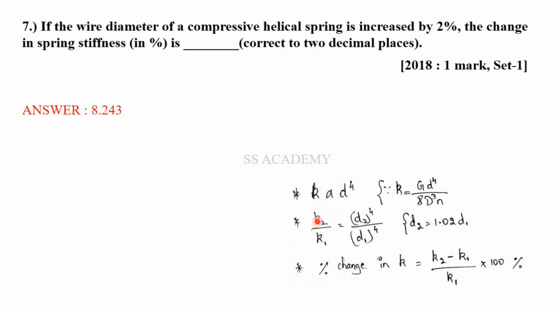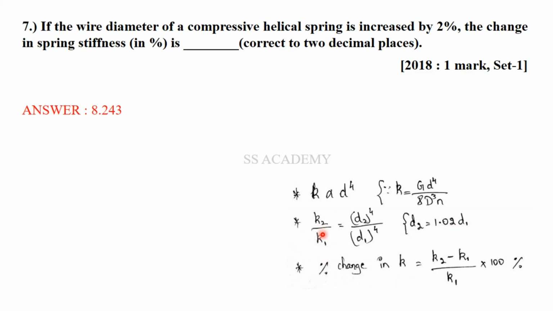So you can write it as K2 by K1. K2 refers to the final changed spring, that is the stiffness of a spring whose wire diameter is increased by 2%. So it will be K2 by K1 is equal to d2 power 4 by d1 power 4. d2 is given as 1.02 d1. Since it is increased by 2%, it can be written as 1.02 times of d1. So we will be getting K2 by K1 value just by substituting d2 is equal to 1.02 d1.